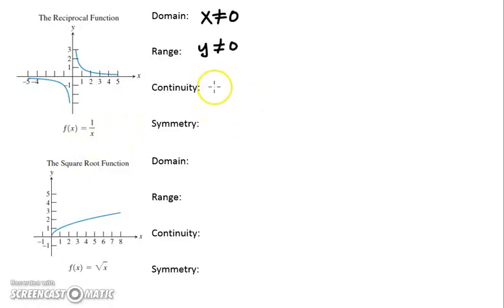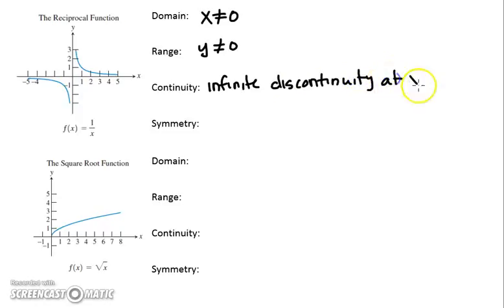So continuity, we're going to say infinite discontinuity at x equals 0. And this is an odd function, so that's its symmetry. So infinite discontinuity at x equals 0. We have that vertical asymptote here. We have a factor that doesn't divide out in the bottom.